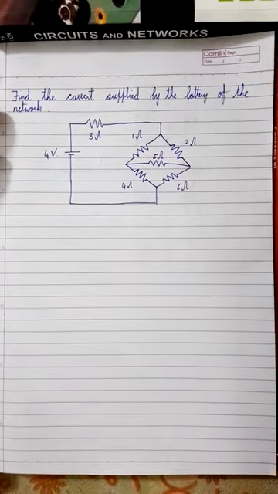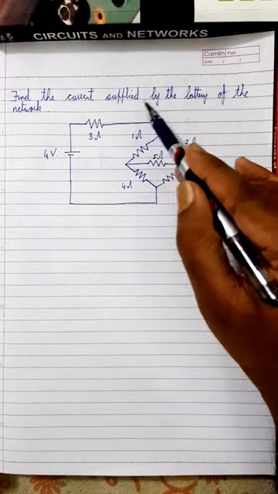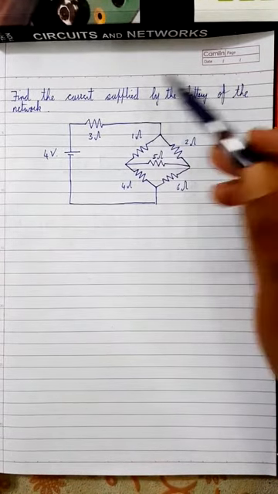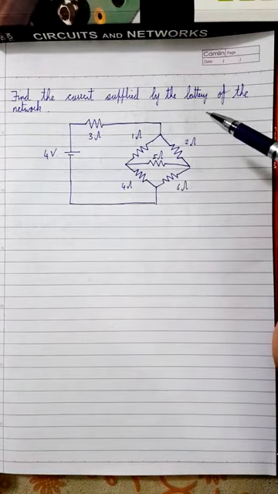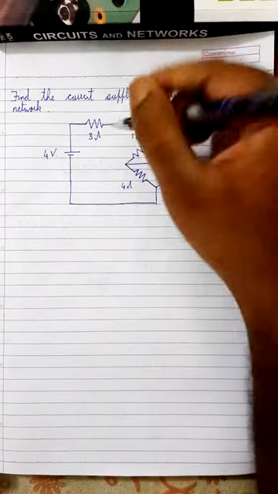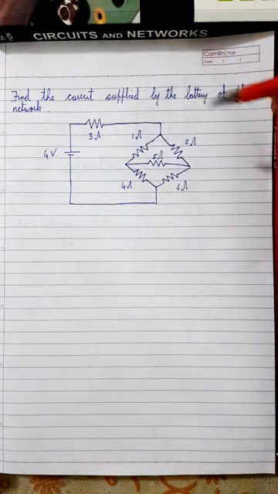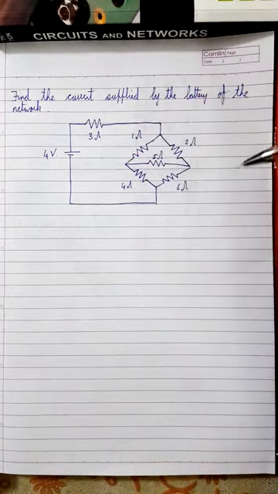Next problem, find the current supplied by the battery of the network. So here there's only one battery, this 4-volt battery over here, and they said find the current supplied. In the circuit there are totally 3 meshes, 1, 2 and 3.